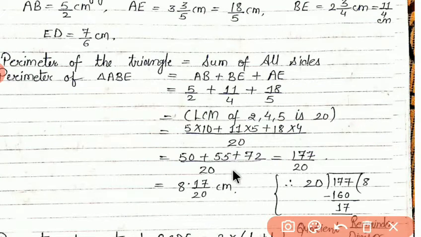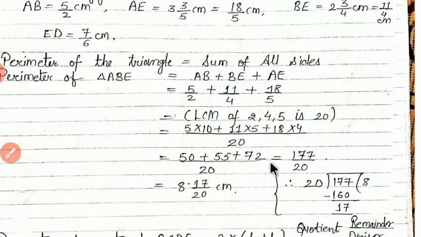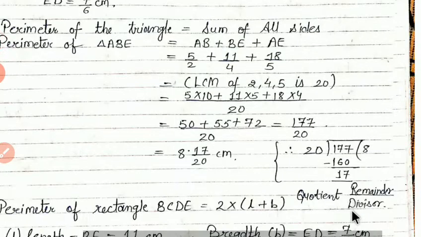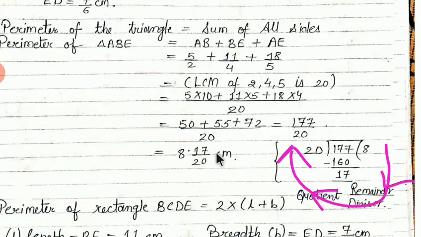Now you can see the denominator is the same, so we'll add. We get 177 by 20. We can change it into a mixed fraction. How to change it into a mixed fraction? We have to divide 177 by 20. So 20 eights are 160, and we subtract, we get 17 as remainder. This is the way to write the given number as a mixed fraction. The quotient comes in front, then the remainder, and the divisor below. So the quotient is 8, the remainder is 17 and the divisor is 20. By this way we change it into a mixed fraction. So we can write 177 by 20 in the form of 8 17 by 20 centimeter.